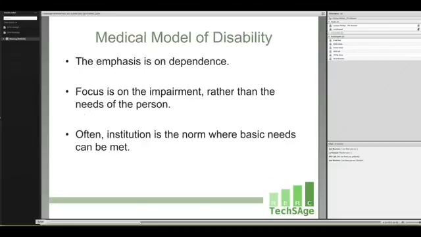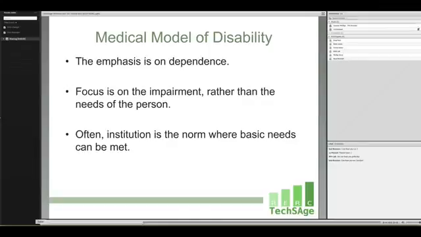All right, so when we're talking about the medical model and disability, the emphasis really is on dependence, and what we mean by that is what Liz was referring to, gosh, you can't do this, you can't do that. When I had my first evaluation for my learning disabilities, it was almost a 38-page document that told everything that was wrong with me. There was very little hope looking at that document. And it really was all about dependence. Carolyn will never be able to do XXX. So the focus is definitely on the impairment rather than on the needs of the person.